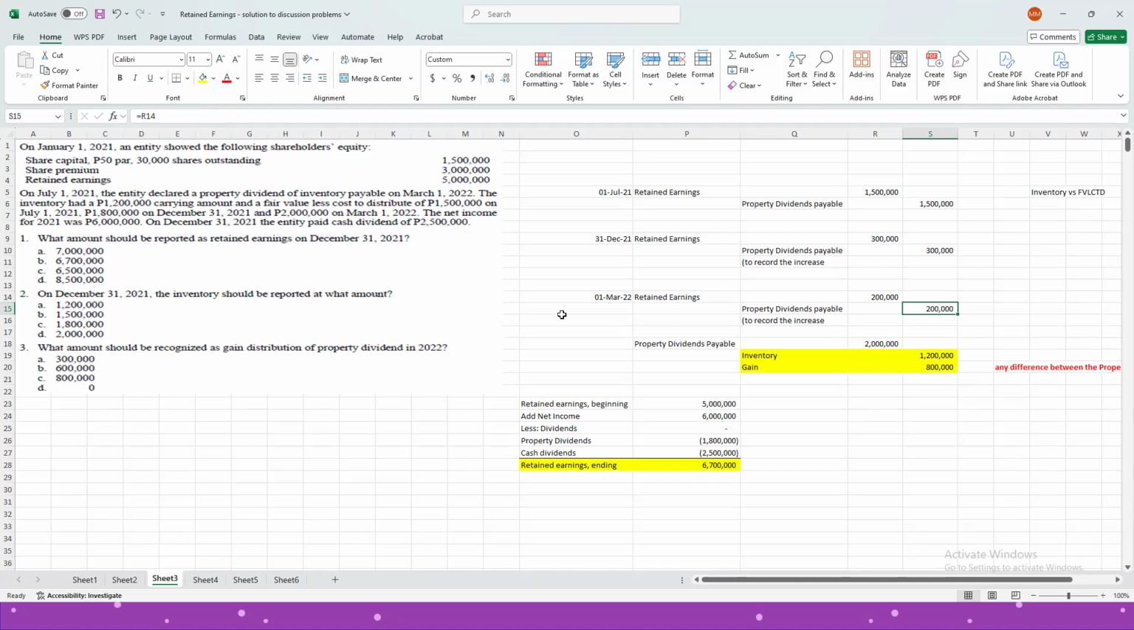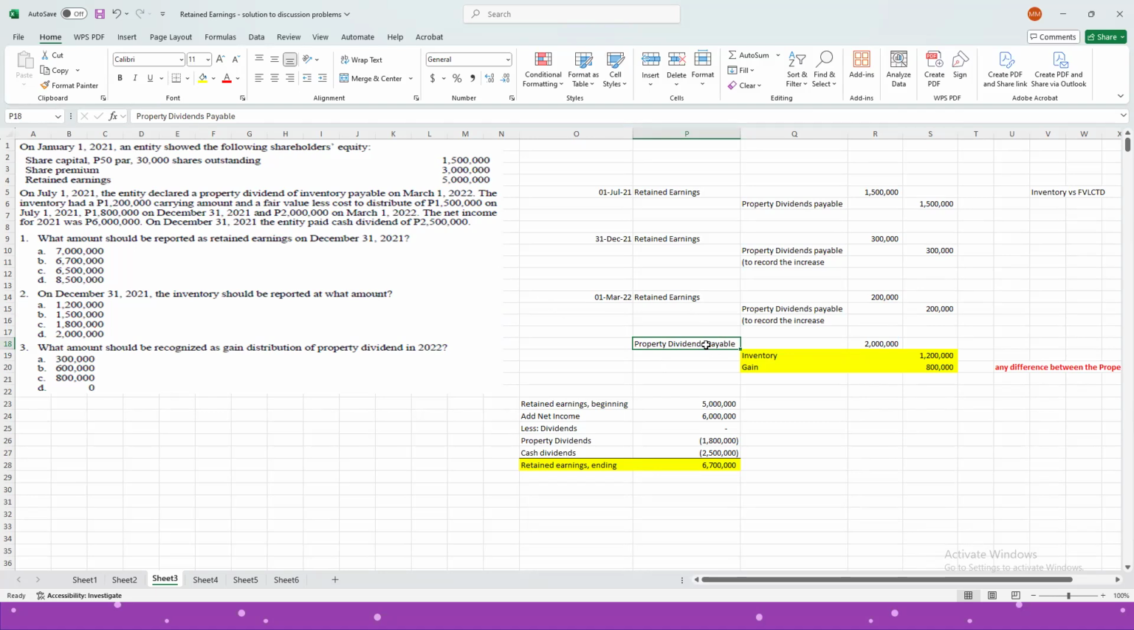Next, property on the date of settlement. No? Kailan yung date of settlement? March 1. Date of settlement, March 1, 2022. So ngayon, we have to record the entry.